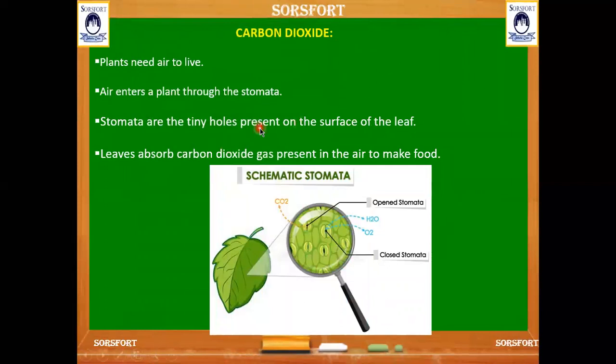And here we can see how the leaf gets the carbon dioxide. As all human beings need air, the plant also needs air. But it is carbon dioxide which is given out by human beings. Air enters a plant through stomata. Here you can see the stomata. We cannot see the stomata on the leaf directly. We can use a microscope to see the small tiny holes present on the surface of the leaf called stomata.